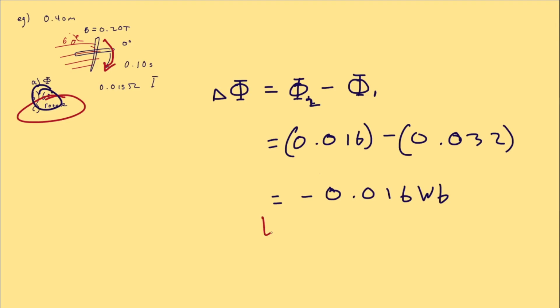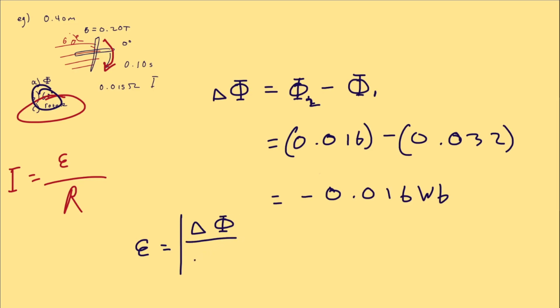Now, how do we go from this to the amount of induced current? We're going to find current using Ohm's law, which is voltage, or EMF here, divided by the resistance. This means that we're going to need to find the EMF. An EMF is given with this formula, which we were looking at the start of this video: change in flux divided by change in time. And it's the absolute value.